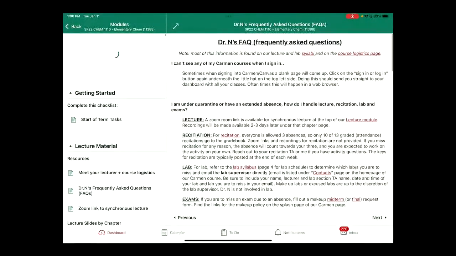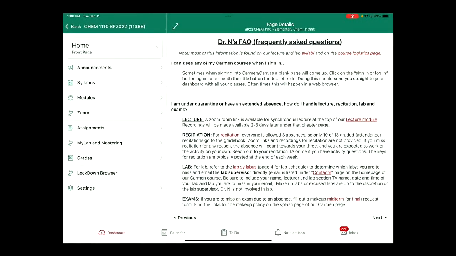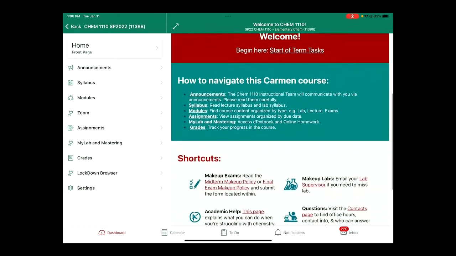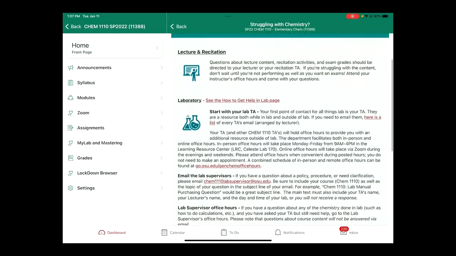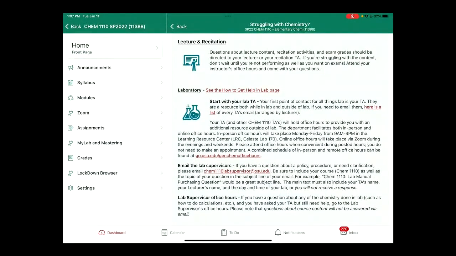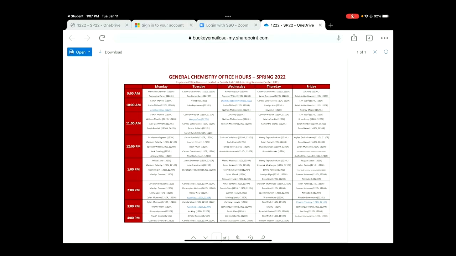If you go to our course homepage and scroll down to academic help, you'll see there's a Gen Chem office hours link. Click on that. Here you will see the schedule of teaching assistants in the Learning Resource Center. Oftentimes we call this the LRC. The LRC is open drop-in tutoring, so you don't have to make an appointment. You can just show up with your questions.